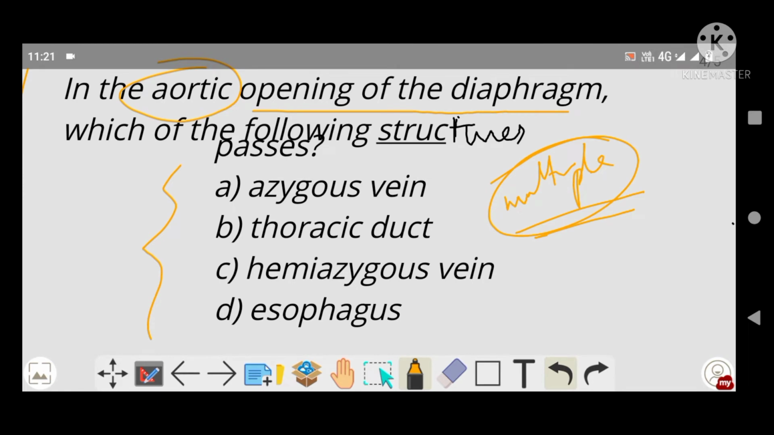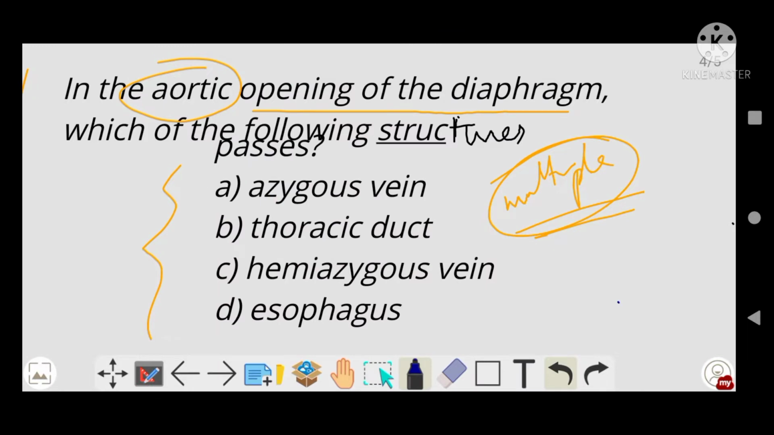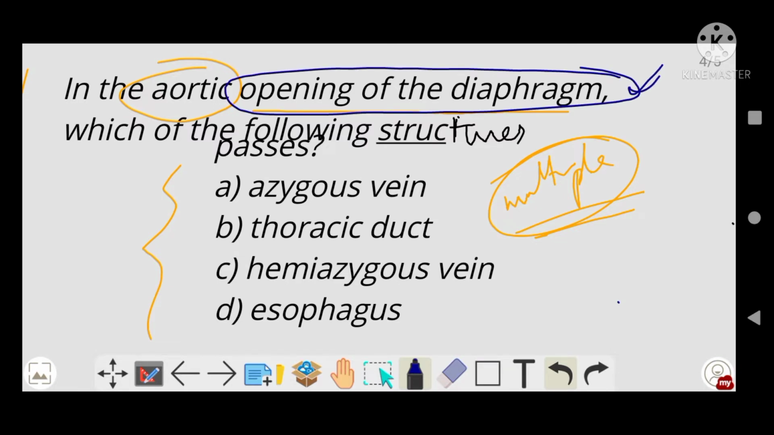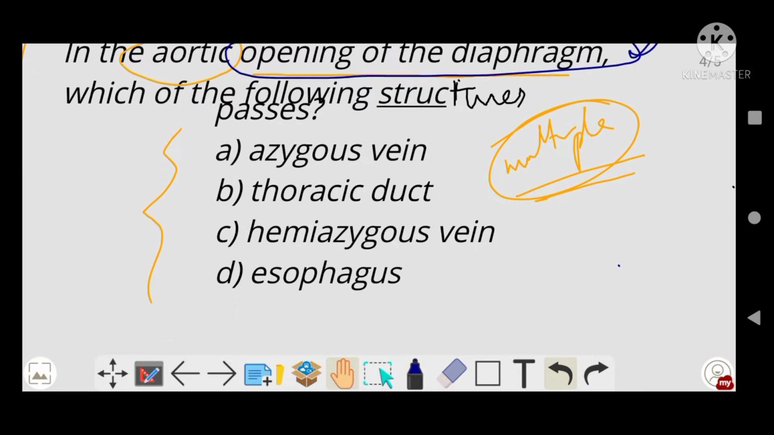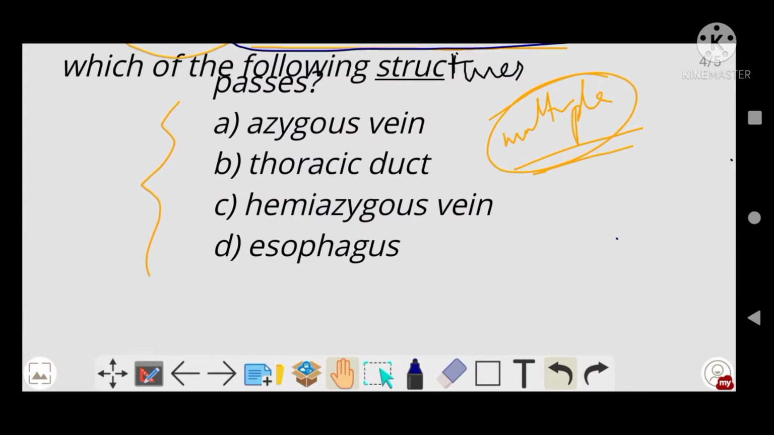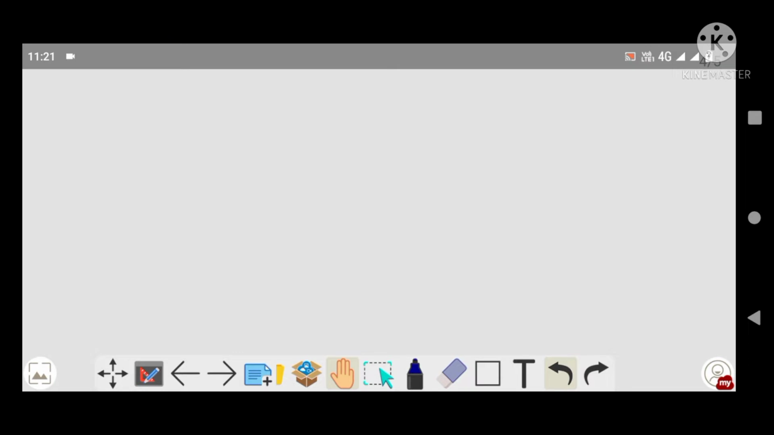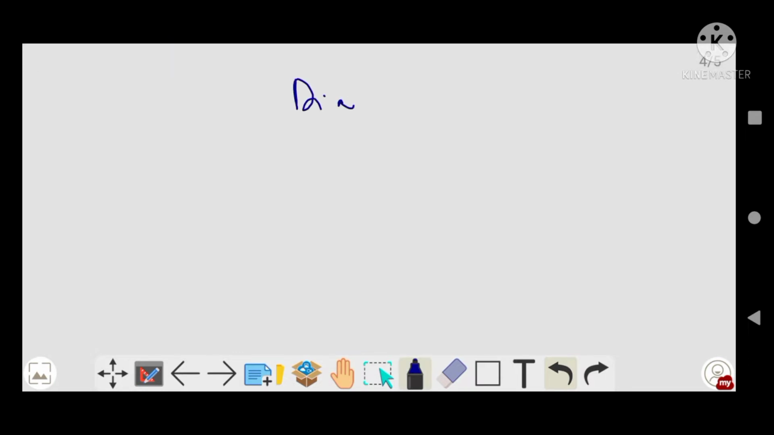Aortic opening, right? So you got the topic of our today's discussion, openings of the diaphragm, right? First we will discuss all the openings of the diaphragm, the attachments, everything, and then we will come back to the question, right? So let's talk about diaphragm and openings, right?